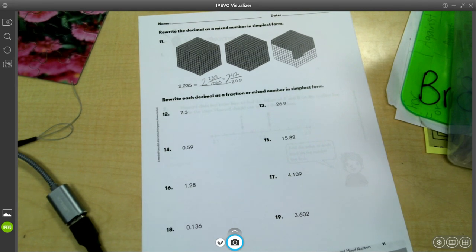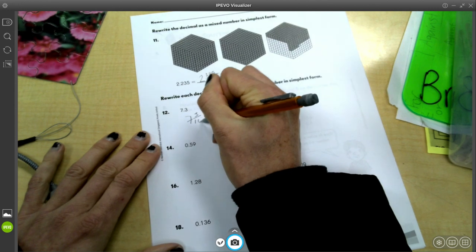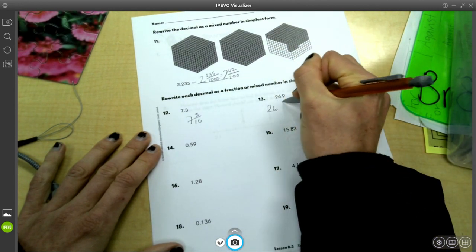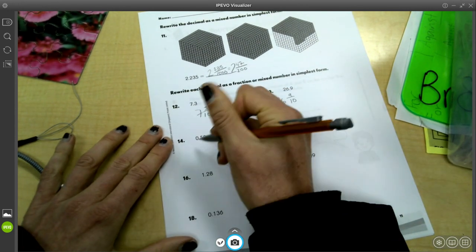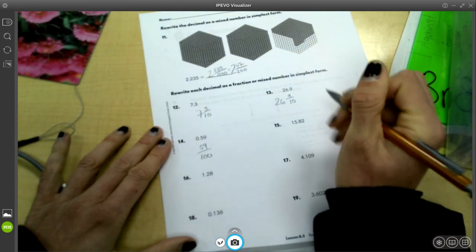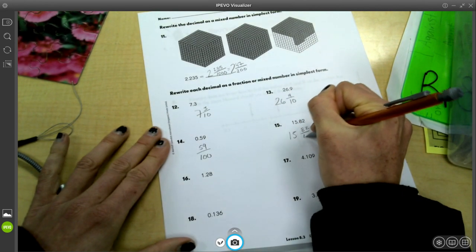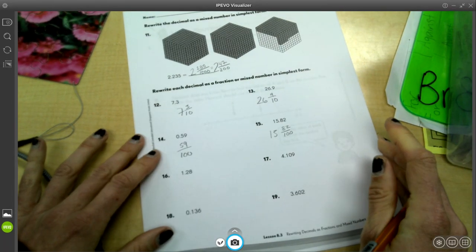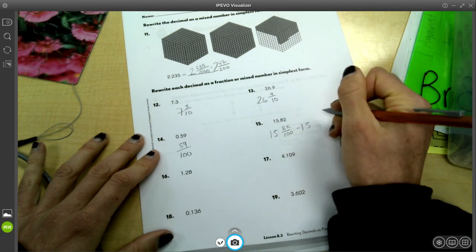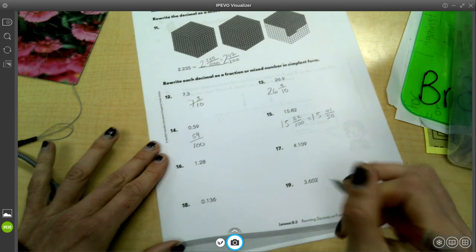All right, rewrite each decimal as a fraction or mixed number in simplest form. Here's 7 and 3/10, 26 and 9/10, 59 hundredths, 15 and 82 hundredths. That can be simplified into 15 and 41/50.